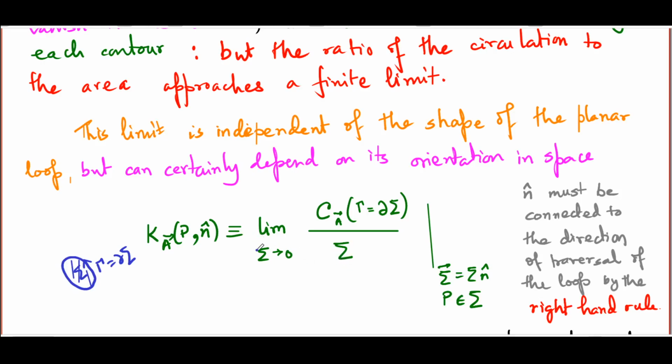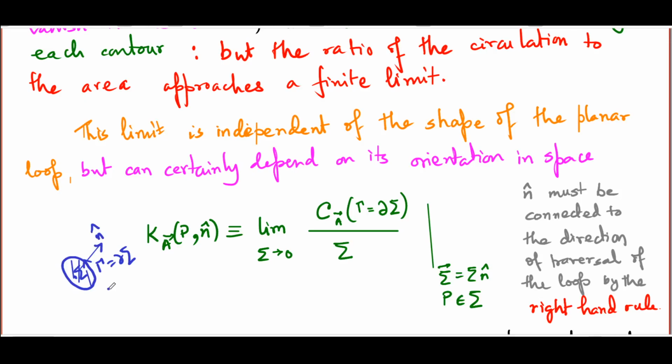And finally, I'm taking the limit as sigma shrinks down to zero, ensuring that the point P, where we want to figure out this density, is contained inside sigma. And the sigma, remember, is a flat region, so we can define a sigma vector which is equal to the area in magnitude and whose direction is given by the normal n hat. And this density depends, of course, on the point P. It definitely depends on which vector field we are talking about, but it also depends on the orientation of this plane, which means it depends on the normal n hat that we have chosen for the plane.